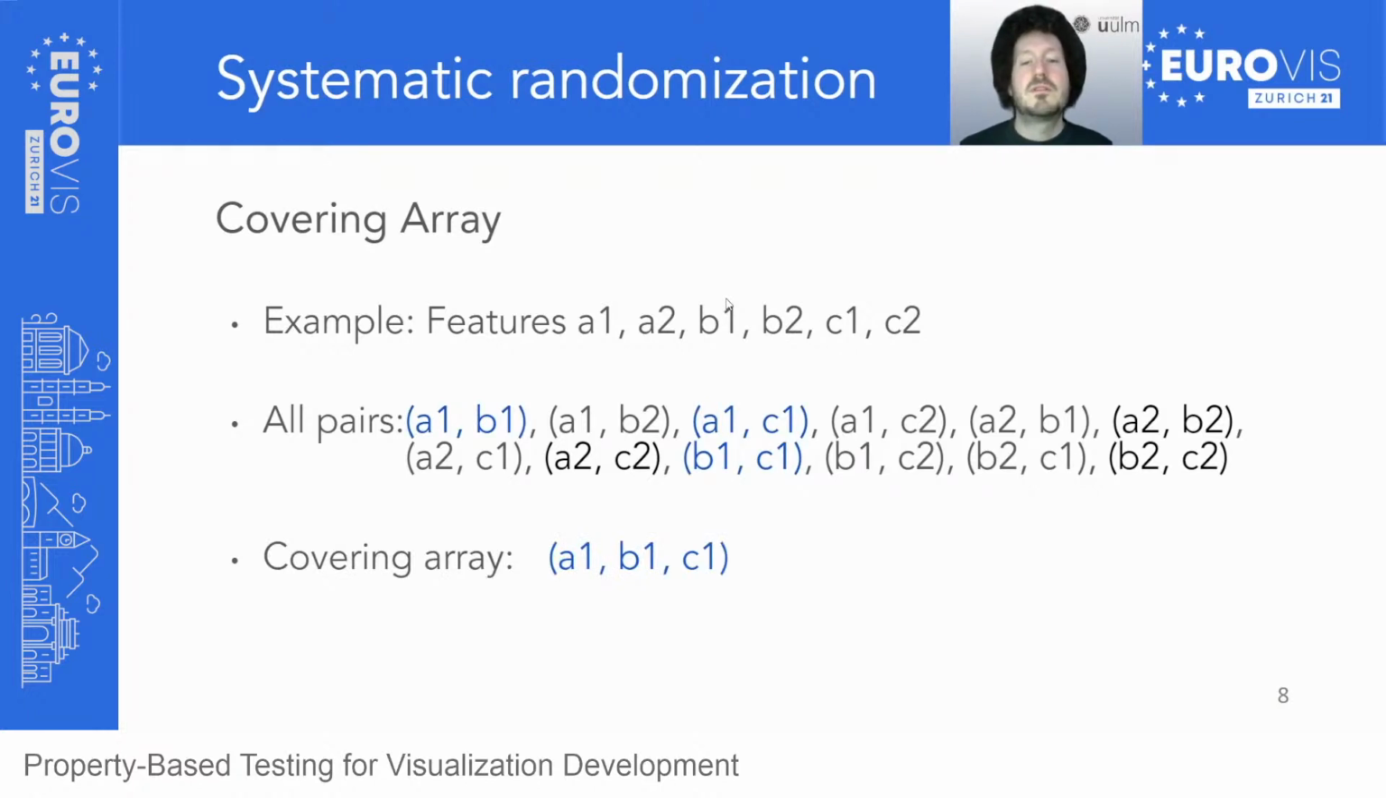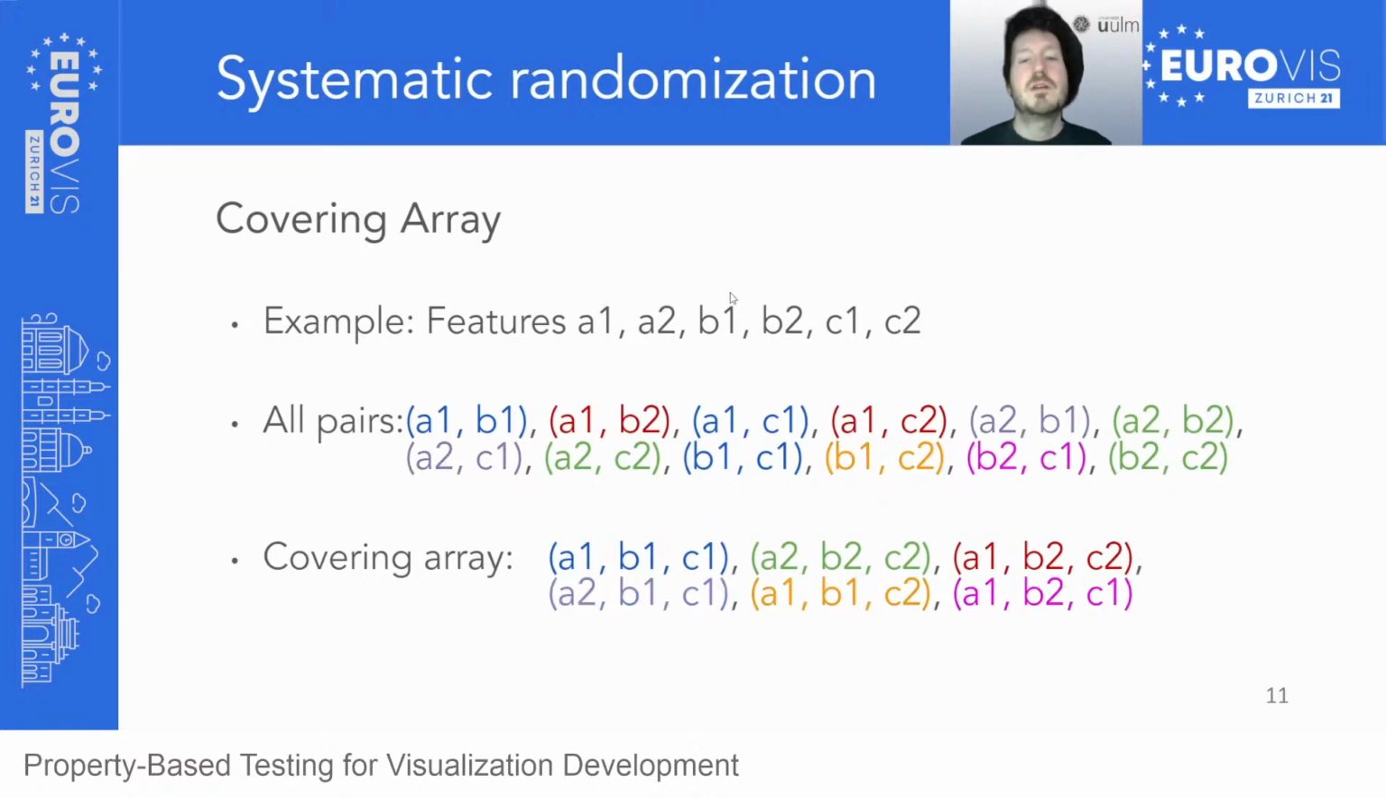At first, we could create an assignment that assigns the first value of each feature, so A1, B1, C1. This assignment covers the 3 pairs that I colored with blue. In the next step, we could assign the second value of each feature, so A2, B2, C2. This assignment covers the pairs that I colored in green. When we continue like that, we will cover more and more pairs, until we finally cover all pairs. In this case, we generated a covering array with these 6 assignments. So now, we have an algorithm to systematically generate test cases for us, right?